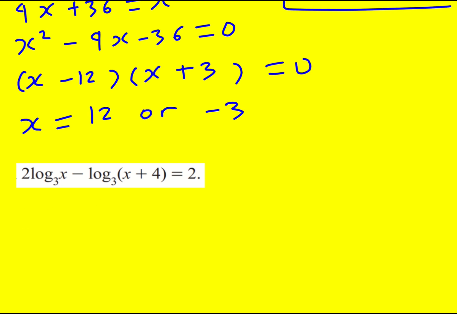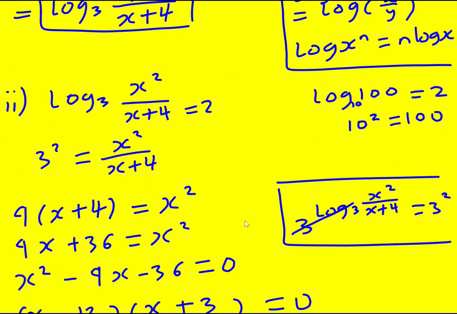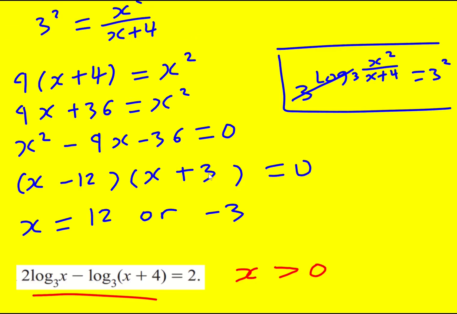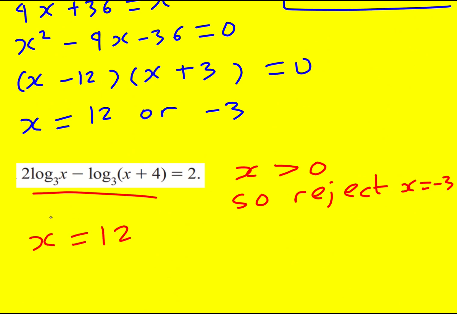So actually what we needed right from the start here was that x had to be greater than 0. Just by looking at this, we lost that when we combined it together, but it was a condition right at the start. If I was just solving this right from the start, then x equals -3 would be okay. But I'm not solving that one right from the start. I'm solving this right from the start. So reject x equals -3. x equals 12 is the one solution.